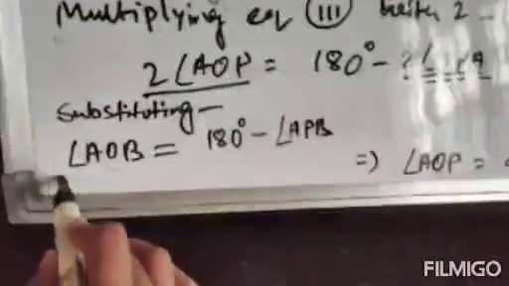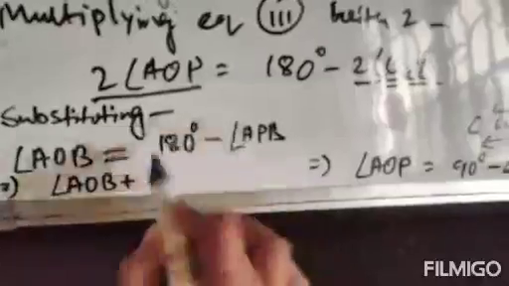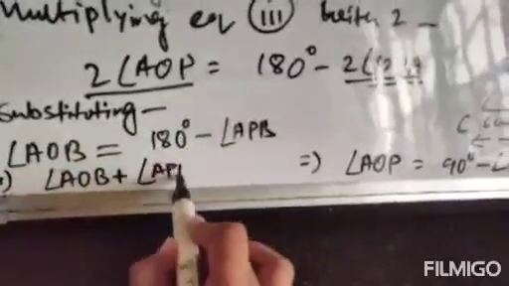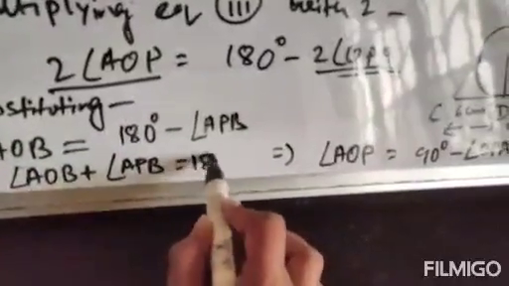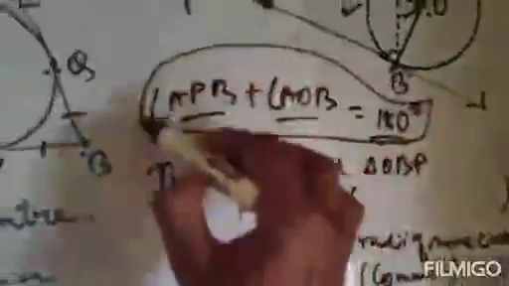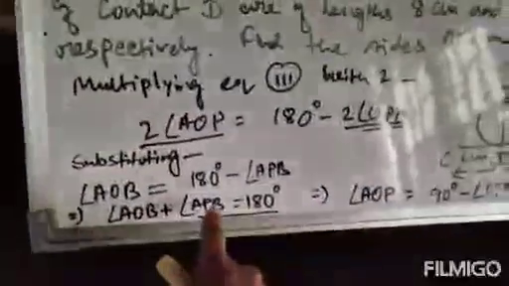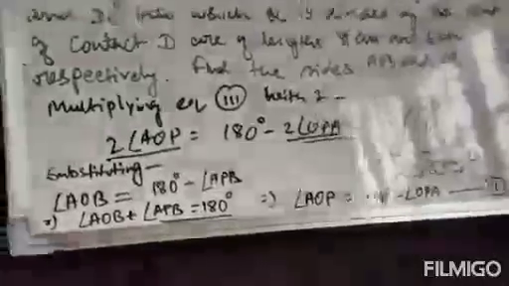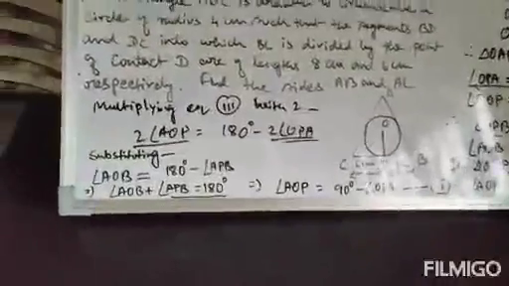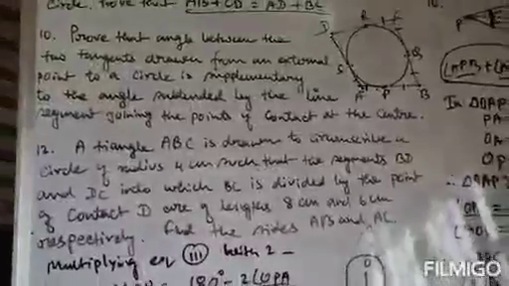Now just arrange: angle AOB plus angle APB equals 180 degrees. See this expression, because we have to prove that angle APB plus angle AOB equals 180 degrees, and here also angle AOB plus APB equals 180 degrees. So now we have proved the expression, and the statement is proved. In this way the statement is proved.